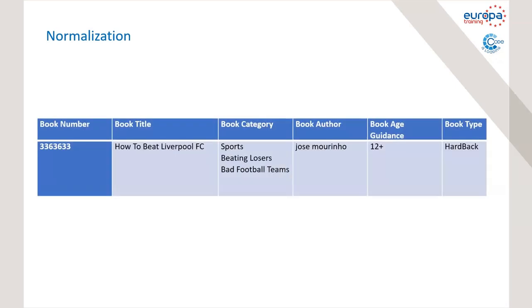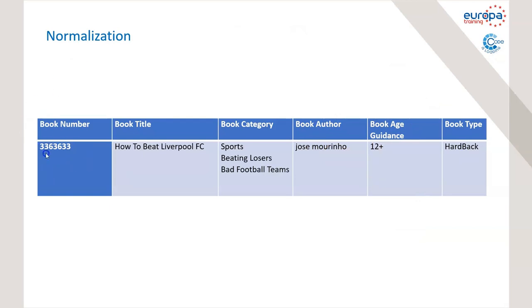And we're going to give a little example of how normalization works. So we're going to start off with a record from a library. This is a record of a book. And you'll see that the book is stored in the library. It has a number. This is the unique reference number for the book. It has a title, has a category, and this book, being about football, is in 3 different categories. It has the author, the age range, and the type of book.